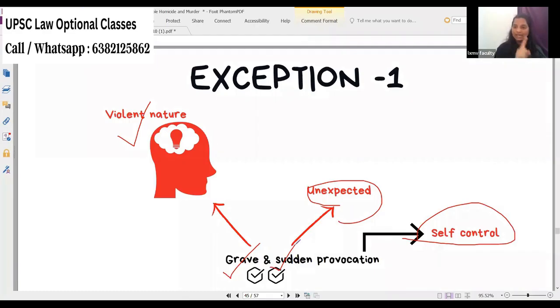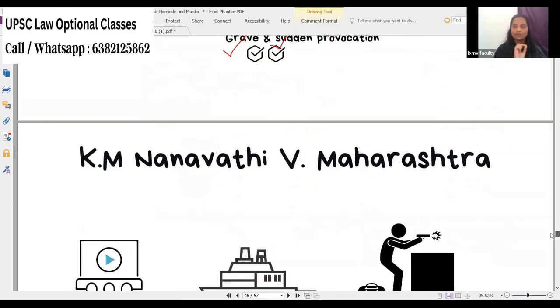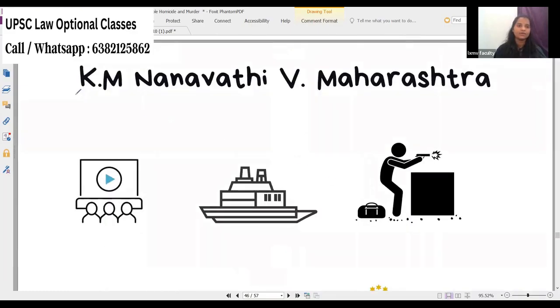So these two, grave and sudden, are cumulative factors. Both must be present. If the provocation is only grave and the person does not act suddenly, it will not amount to this exception. Let me give you a landmark case law, KM Nanavati versus State of Maharashtra.